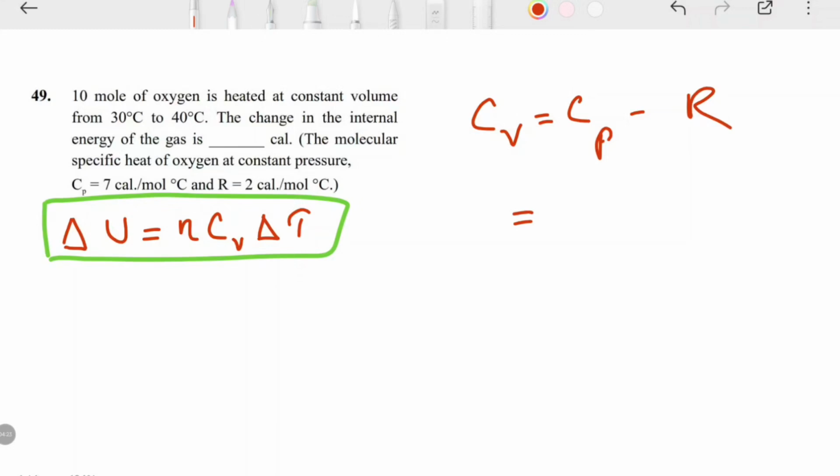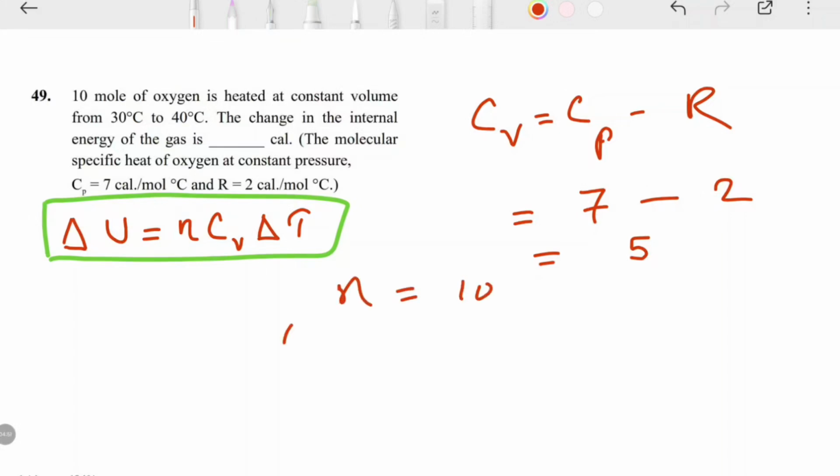So for ideal gases, we use the formula Cv equals Cp minus R. We have the value of Cp as 7, minus the value of R, which is given already. So we get the value 5. See, this is how easy it is. Now we have the number of moles, n, as 10.